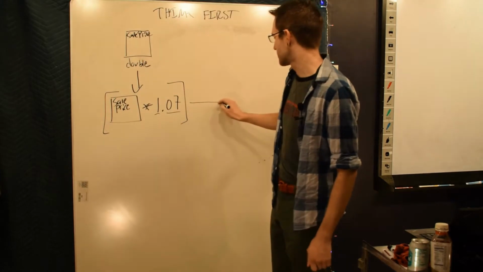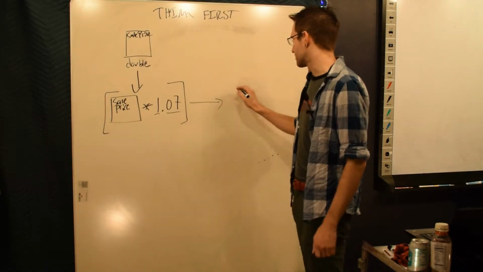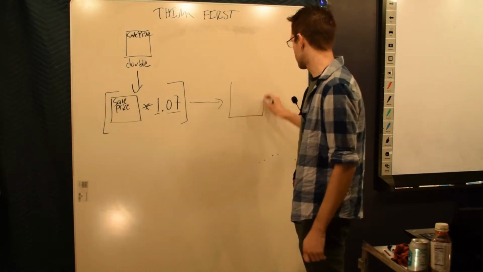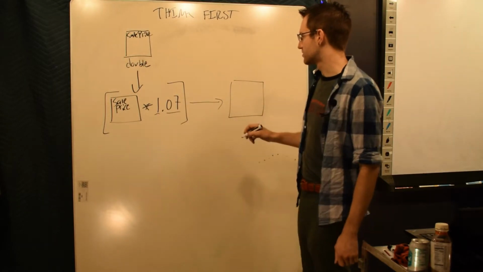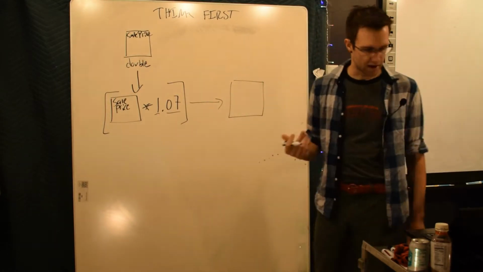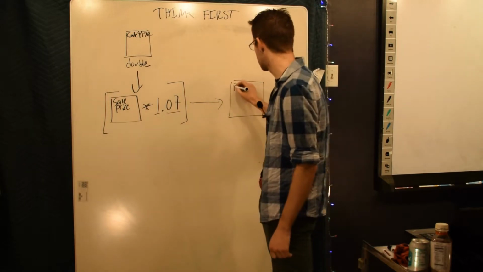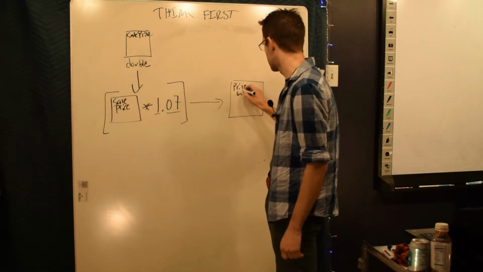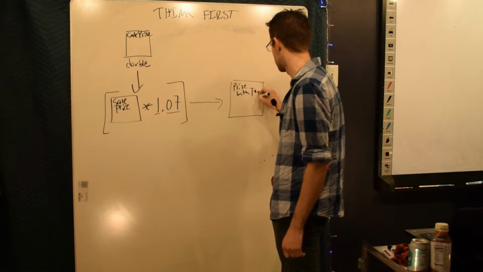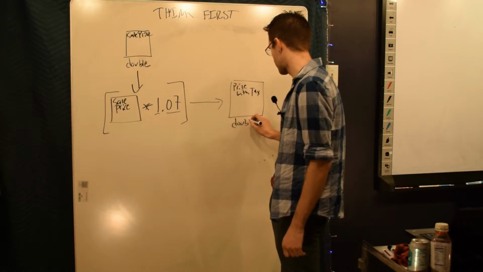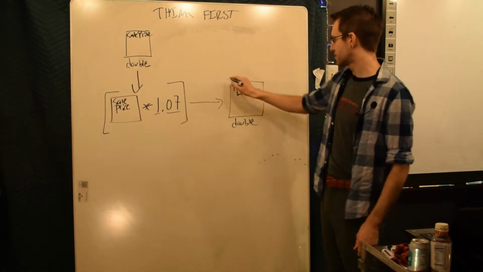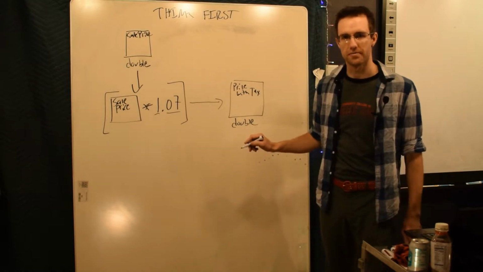And whatever that answer is, we want to output to the user. More importantly, in order to output it to the user, we want to store it in a variable that has the name price with tax. That's also going to be a double value. This is what I'm going to output to the user.